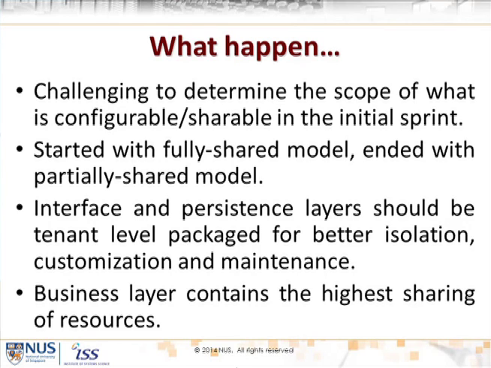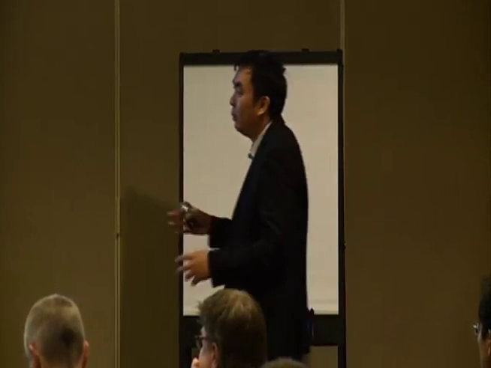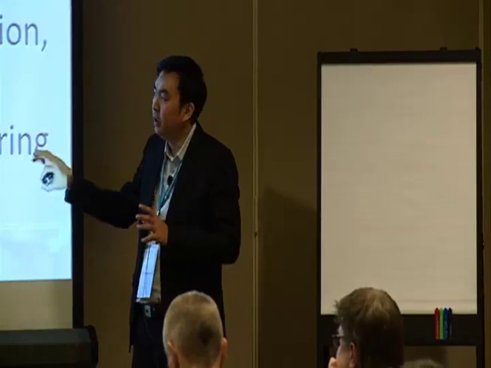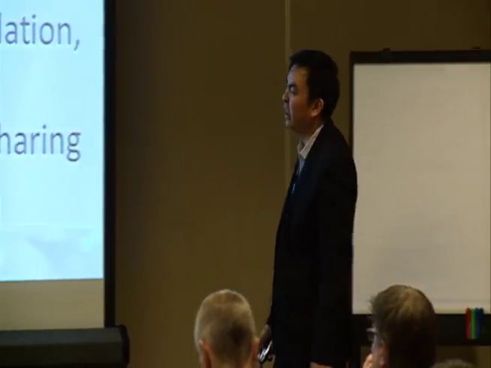Based on the partially shared model, one takeaway is that the interface layer, the presentation layer, and the persistent layer tend to be the first parts to switch from a shared model to become dedicated for the tenant. During the initial sprints, right after sprint 0, in sprint 1 and sprint 2, we had to change these layers to be more tenant-level packages rather than service-level packages. But the business layer did manage to maintain most of the shared components using a service-oriented style. So we managed to share a lot of components at the business layer.